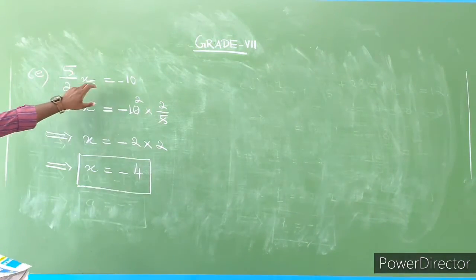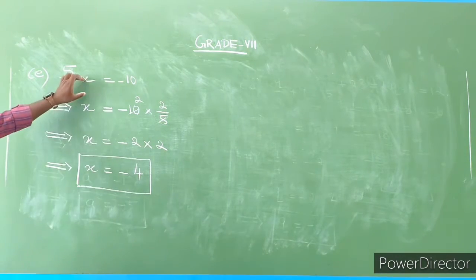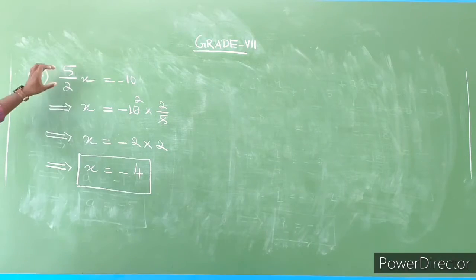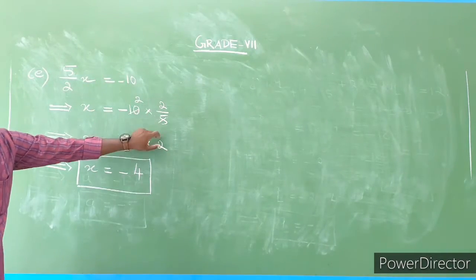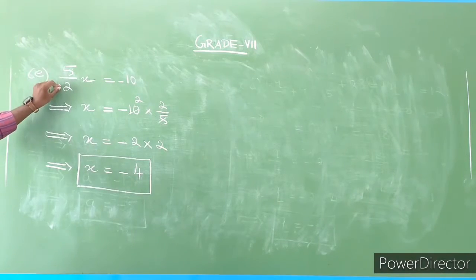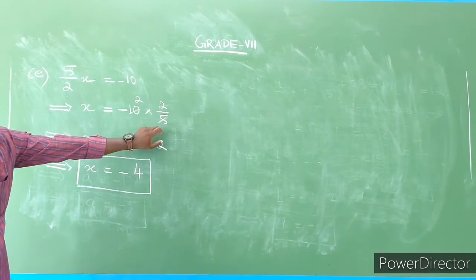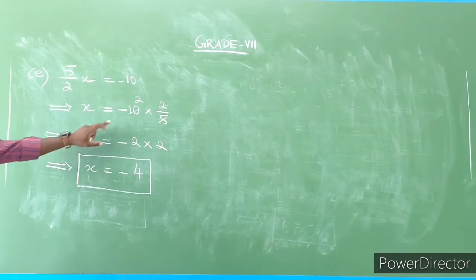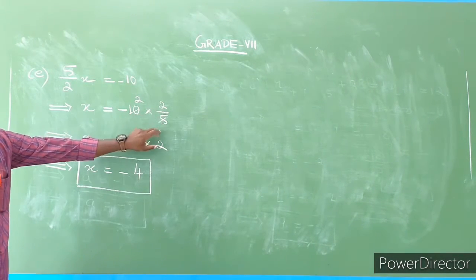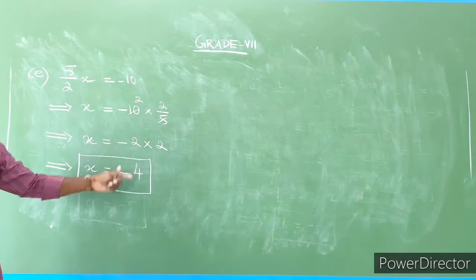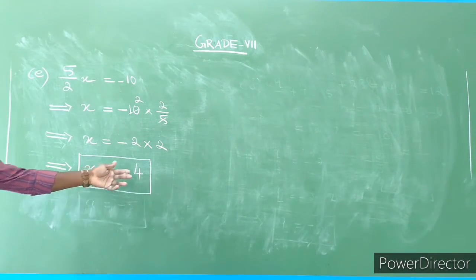Okay, how to solve this? 5 by 2x is equal to minus 10. You keep the value x in the left side, which is equal to the right side value minus 10, and this 5 by 2 is transposing to 2 by 5, because 5 by 2 is multiplication in the left side, which transposes to the reciprocal, 2 by 5. Implies that x is equal to minus 10 into 2 by 5. 1 5s are 5, 2 5s are 10. So minus 2 into 2 is equal to minus 4. So the value of x is equal to minus 4.